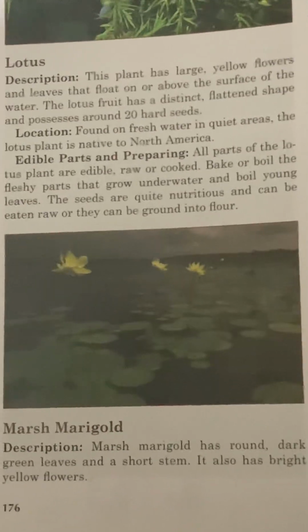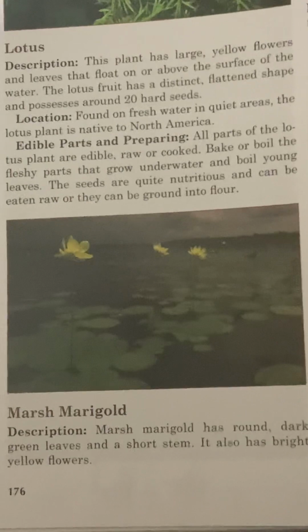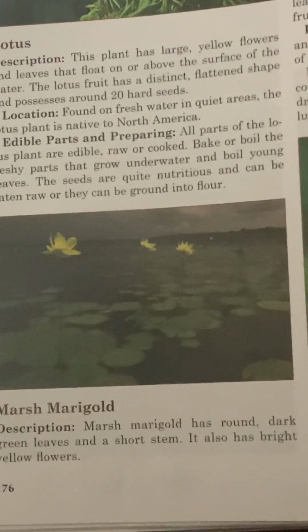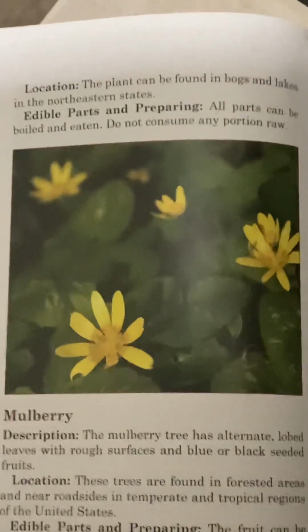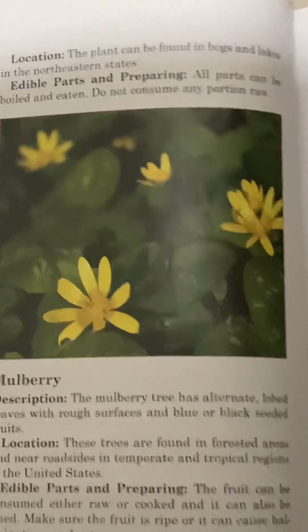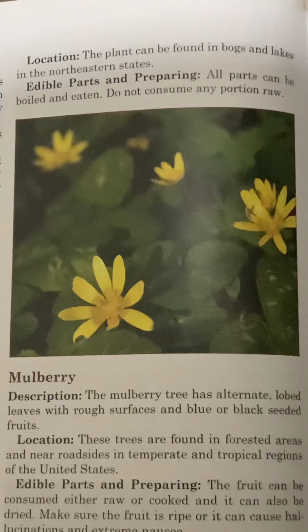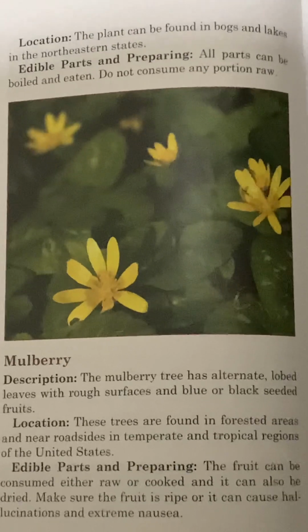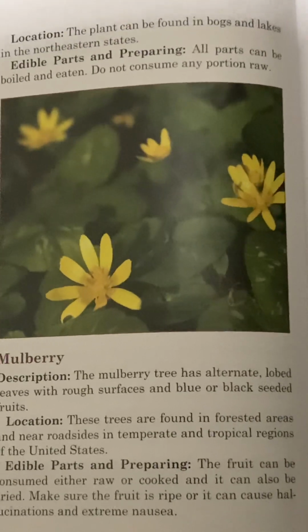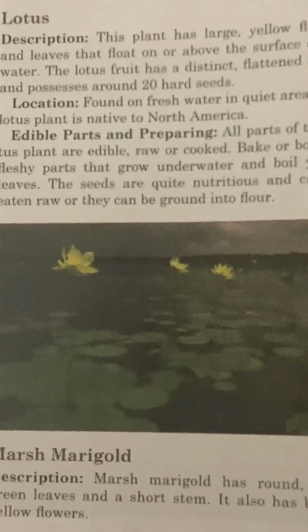Marsh marigold. Description. Marsh marigold has round, dark green leaves and a short stem. It also has bright yellow flowers. Location. The plant can be found in bogs and lakes in the northeastern states. Edible parts and preparing. All parts can be boiled and eaten. Do not consume any portion raw. And that's a picture of the marsh marigold. Over here was the picture of the lotus on the water.